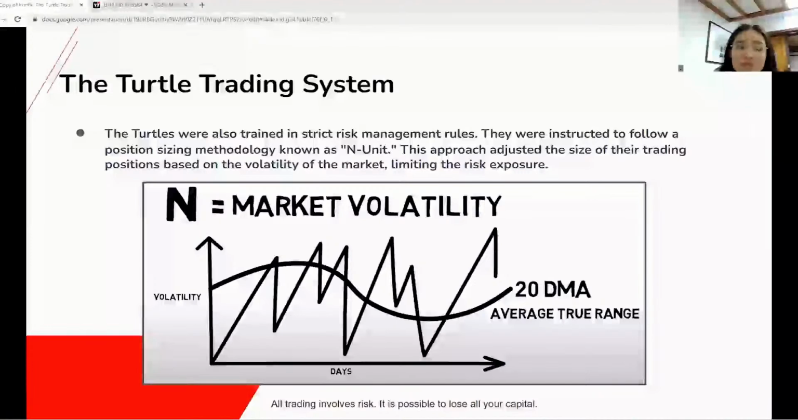So the experiment was eventually considered a success, as the turtles collectively generated significant profits over time. At the end of the experiment, after a year, their total profits were $175 million. The turtle trading strategy gained widespread attention and became well known in the trading community.